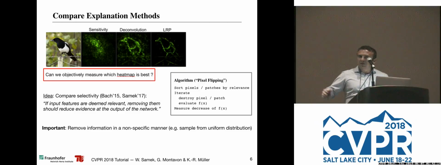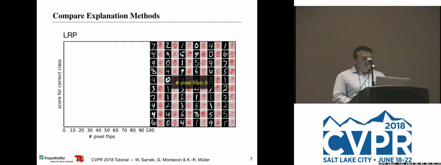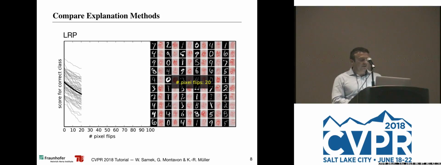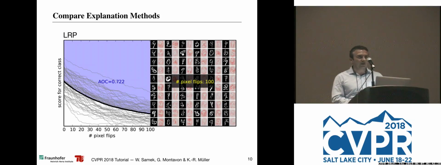And importantly, we remove information in a non-specific manner. So we just sample from a random distribution or flip these pixels. We are not introducing a very specific bias when destroying the image at this place. So here you see for MNIST, digits, heat maps, and we have a prediction score. And we see that if we more and more destroy these images, the prediction score goes down, and we can measure, for example, the area over this curve and take this as a measure of heat map quality.